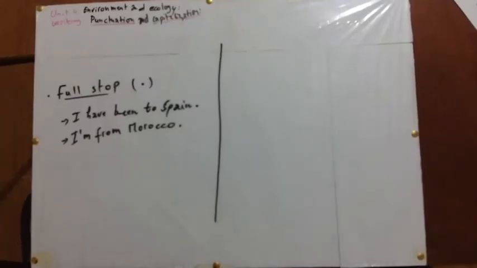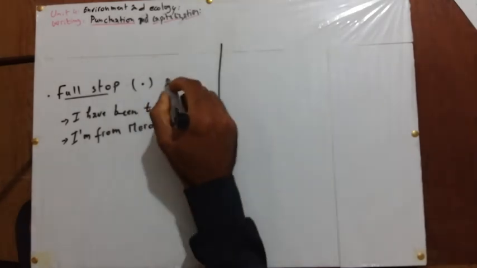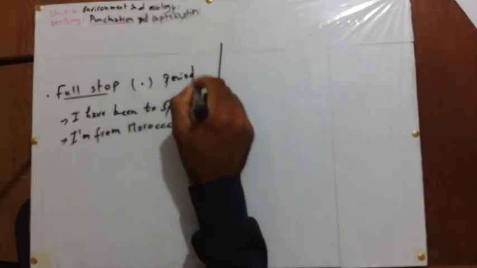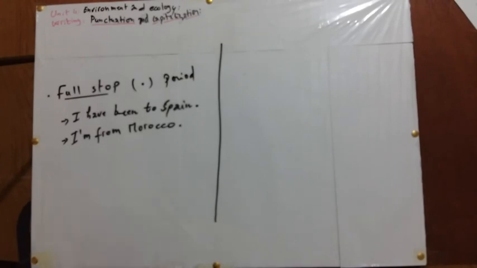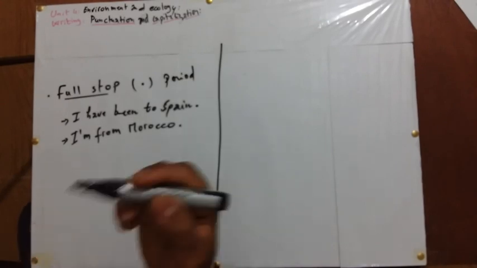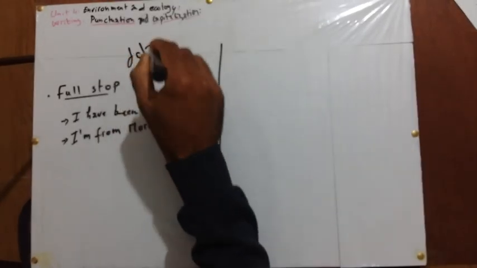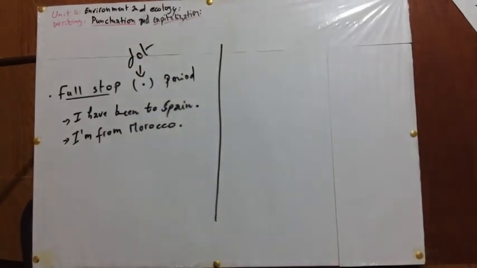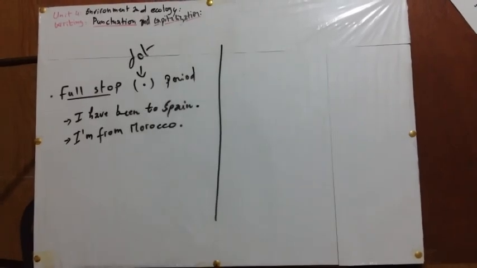Now let's look at the full stop. It is called the full stop or a period. A full stop or a period is simply a dot. So let's take a look at these examples here.